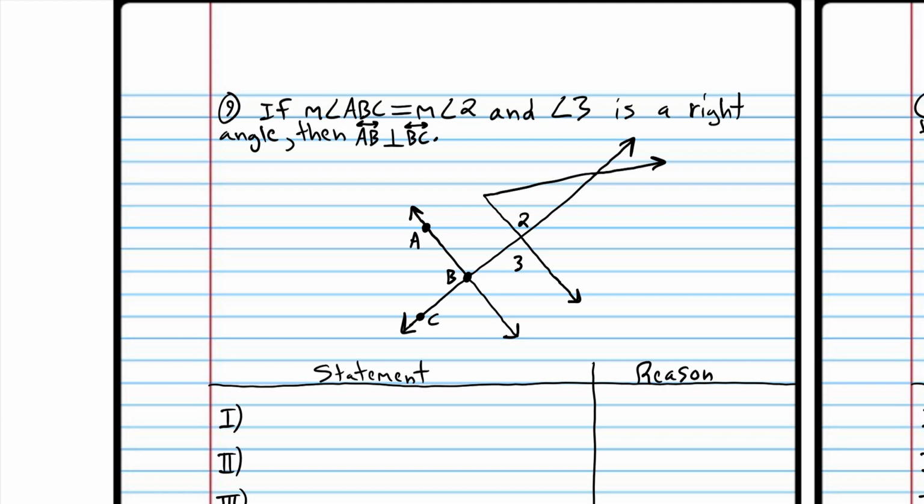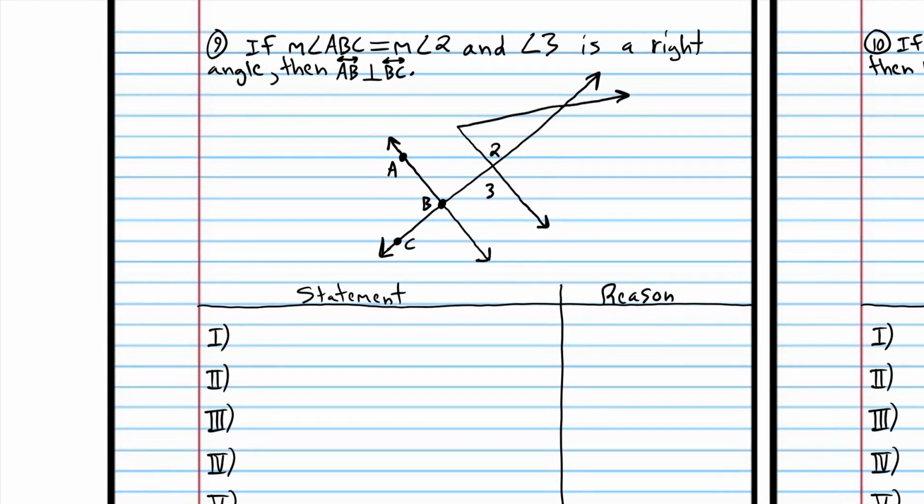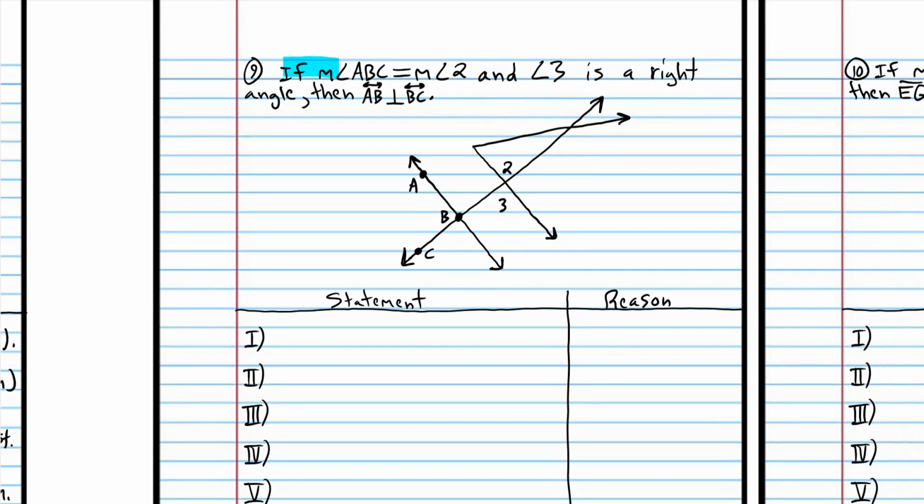We're told that we have a right angle, and that's going to somehow prove that lines are perpendicular. So we're trying to prove that lines are perpendicular. In order to do that, we have to show that the angles formed by those lines are right angles. So I'm going to do number 9, and then you can do number 10. All right, so let's read this. The measure of angle ABC is equal to the measure of angle 2. So this angle is equal to this angle.